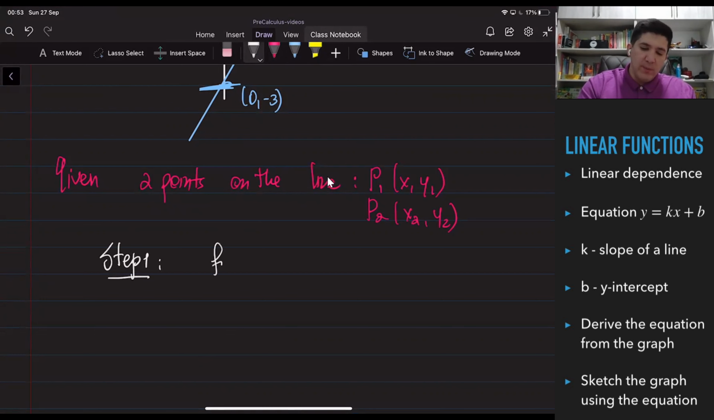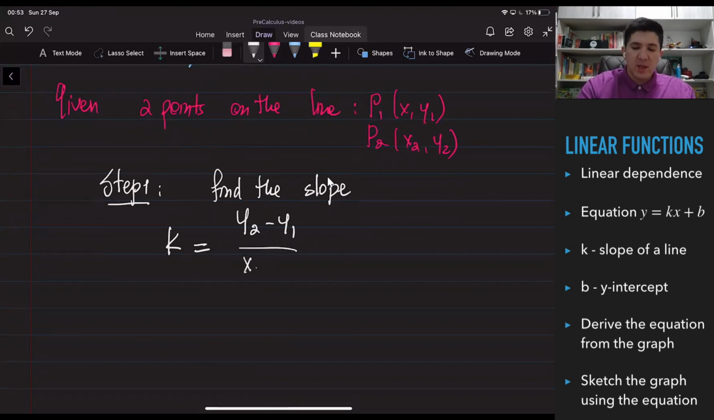So we are going to find the slope of the line using the following formula. k is equal to y2 minus y1 divided by x2 minus x1. So unless your line is vertical, the k is going to be some finite number. Vertical means that the x is not changing, right? So x2 minus x1 is basically going to be 0. So the k is going to be infinity. It means that your line is vertical.